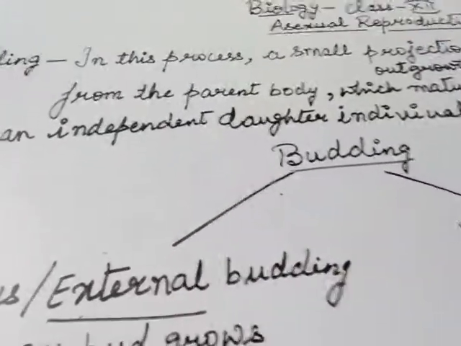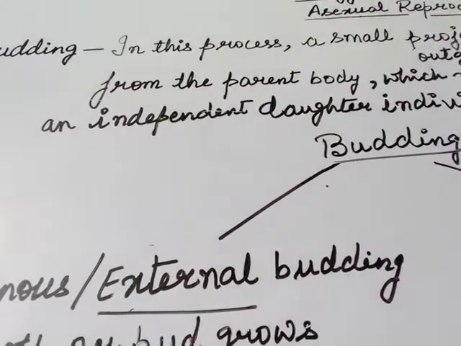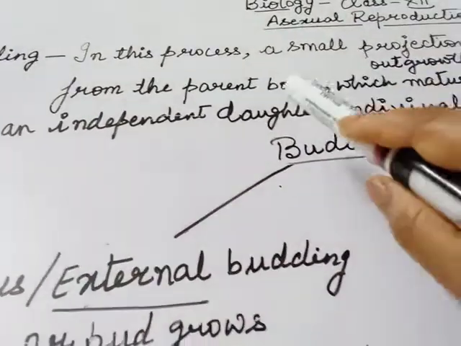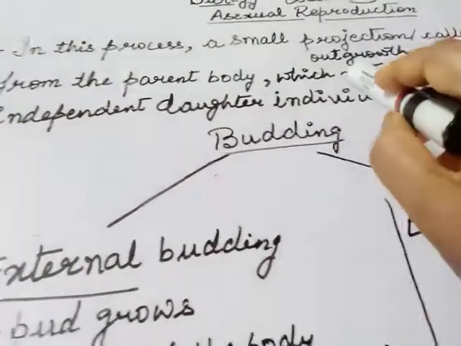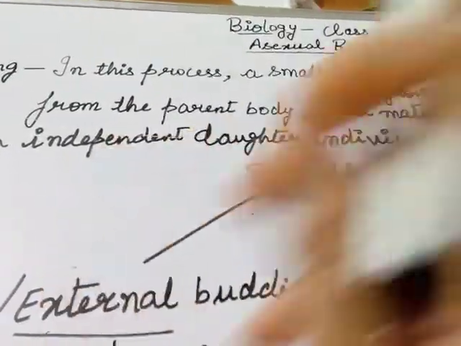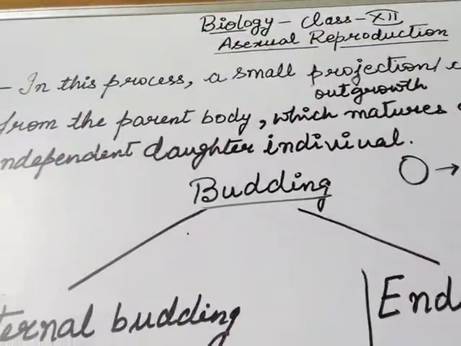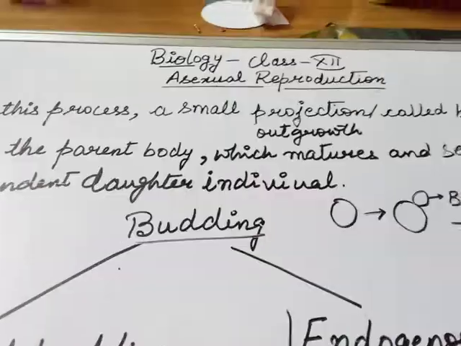Hello students, today we are studying about budding. Budding is the process in which a small projection or outgrowth called bud arises from the parent body, which matures and separates as an independent daughter individual.